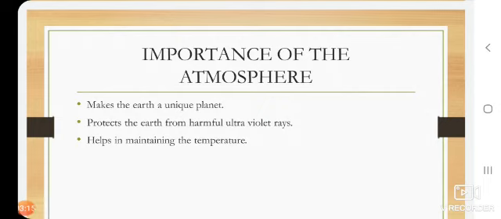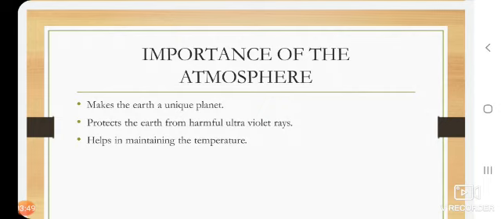The next one is that it protects the earth from harmful ultraviolet rays. What are UV rays, children? You might have heard of the ultraviolet rays, the rays from the sun. This atmosphere protects the earth from the UV rays. And the next one is that it helps in maintaining the temperature. What helps in maintaining the temperature? The atmosphere helps in maintaining the temperature.